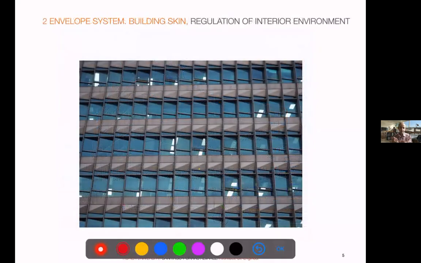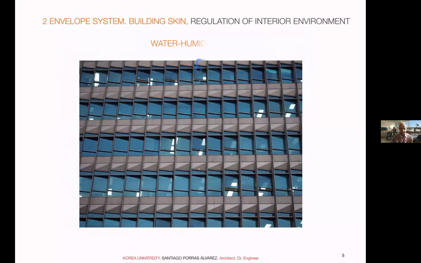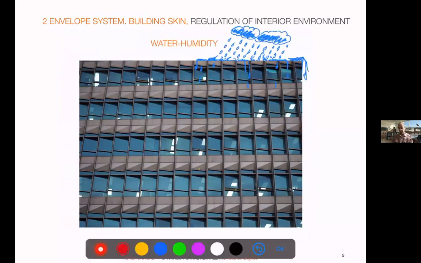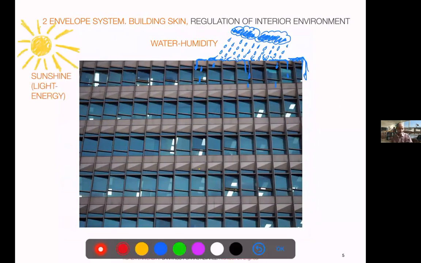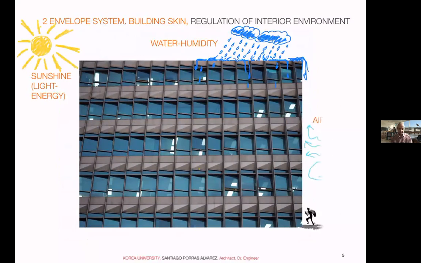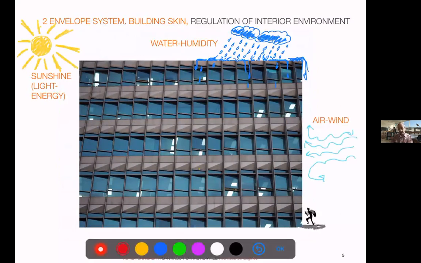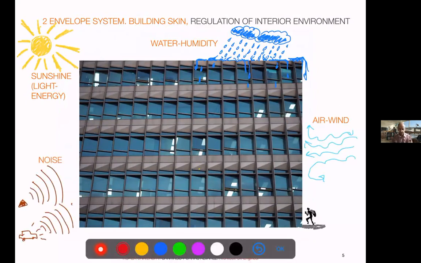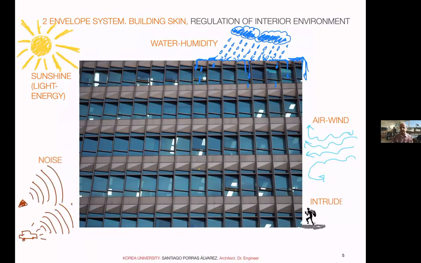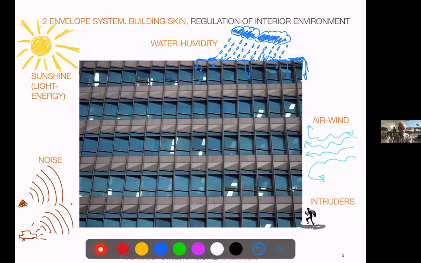So the envelope is what really creates the interior space that regulates the interior environment. So it will control how much water, so we'll protect from water. That's mostly the roof and the facade. It will also protect us and regulate the light and the heat, will take the air out, regulate how much ventilation we need, will protect us from noise, and last from intruders, right? So it's 5 very clear functions which sometimes are in conflict.